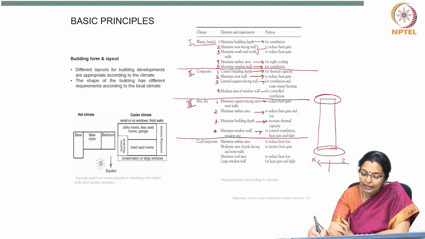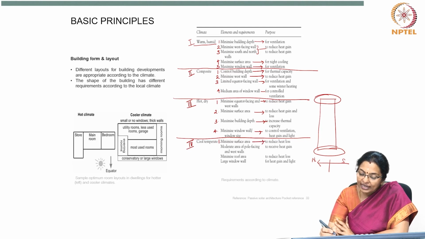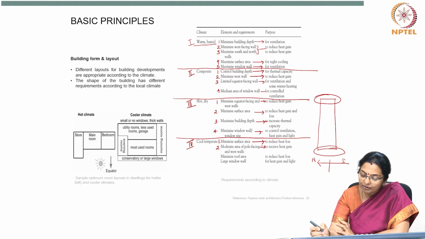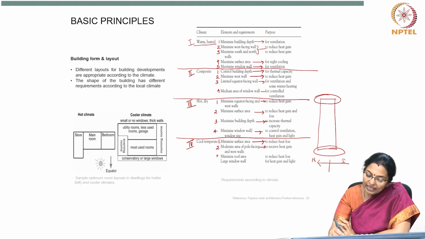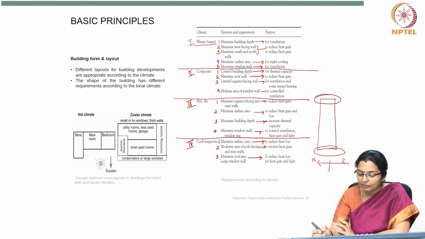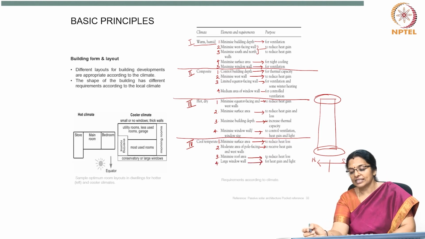For the cool temperate climate, you should minimize the surface area to reduce heat loss. Moderate area of pole facing and west walls should be designed to receive heat gain. The roof area must be minimized and that will reduce heat loss. You should have large window wall for heat gain as well as light.